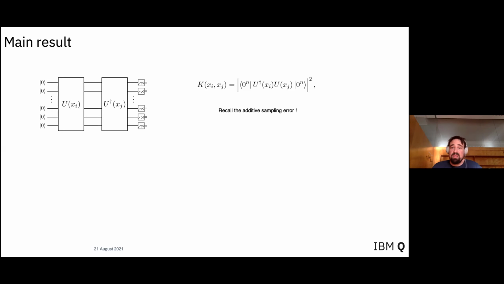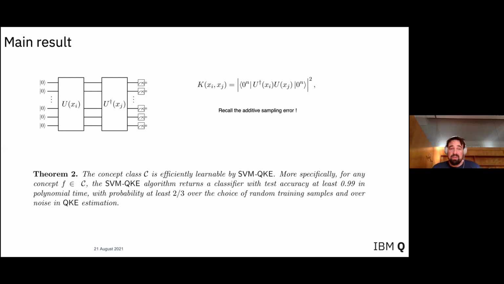And then the only thing that you have to do in the end on a quantum computer is to estimate this kernel entry to an additive error, while most of the other stuff is done on a classical computer. With that said, what you can then prove is that you can efficiently learn that labeling function to arbitrary precision in terms of polynomial resources.